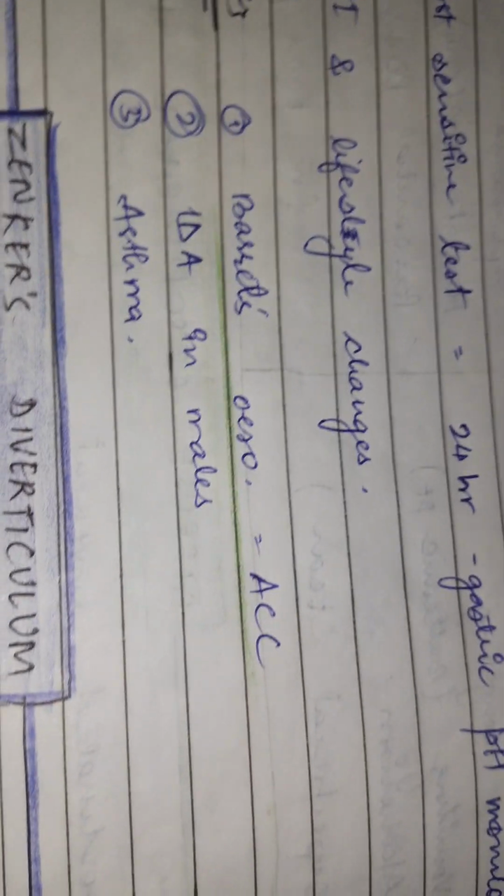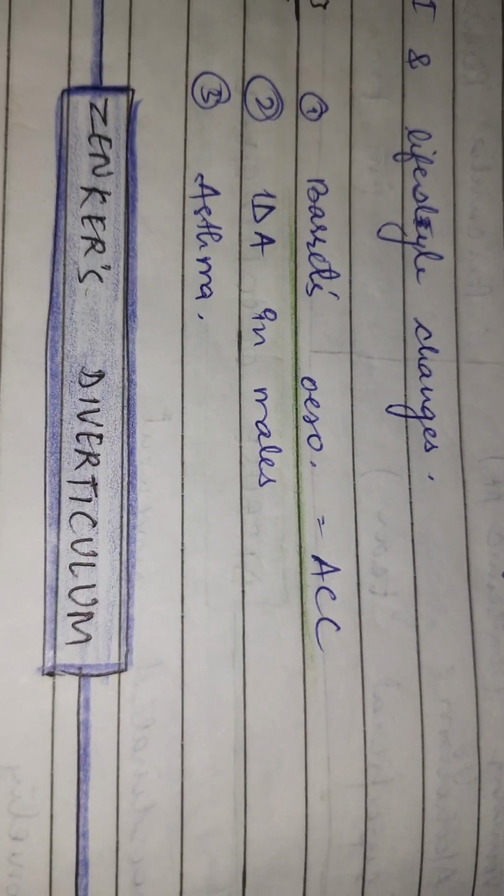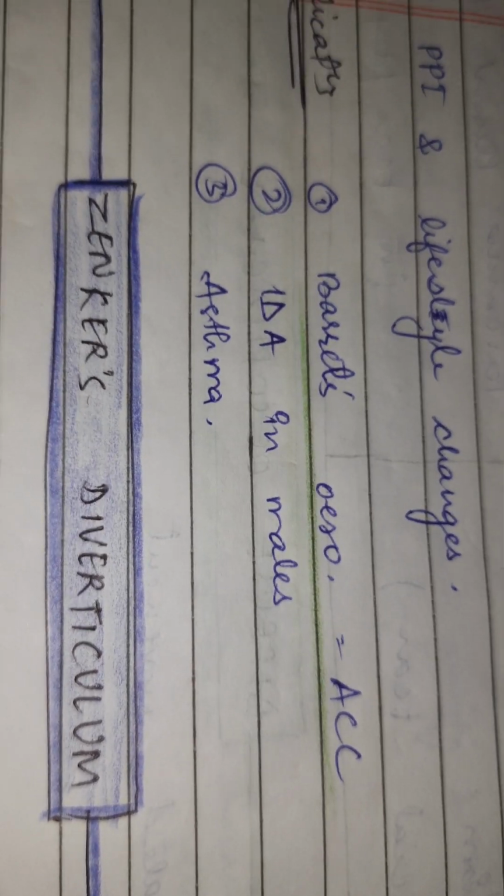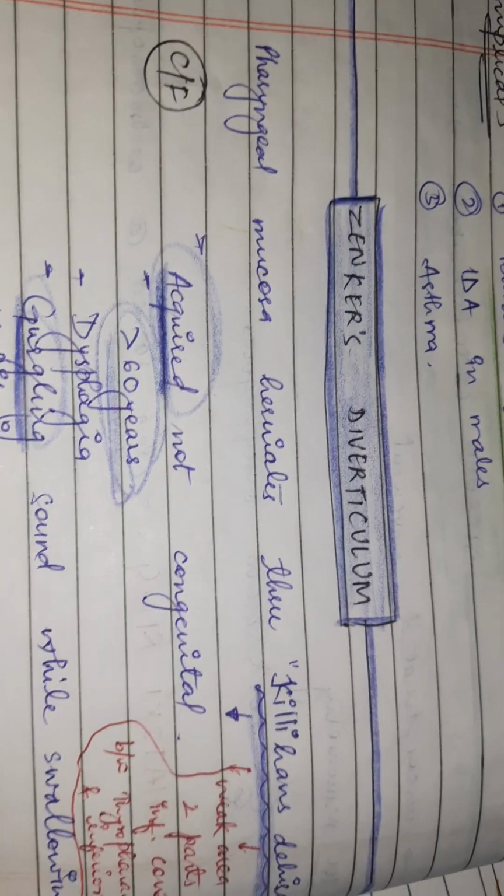Complications in GERD are Barrett's esophagus, which causes adenocarcinoma, then iron deficiency anemia in males, and asthma may occur. Then Zenker's diverticulum, where pharyngeal muscles herniate.